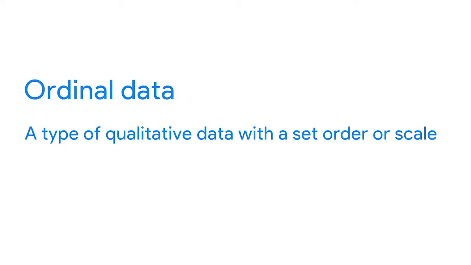Ordinal data, on the other hand, is a type of qualitative data with a set order or scale. If you asked a group of people to rank a movie from 1 to 5, some might rank it as a 2, others a 4, and so on. These rankings are in order of how much each person liked the movie.